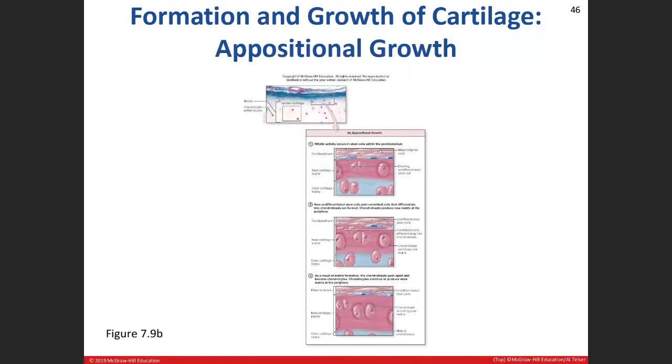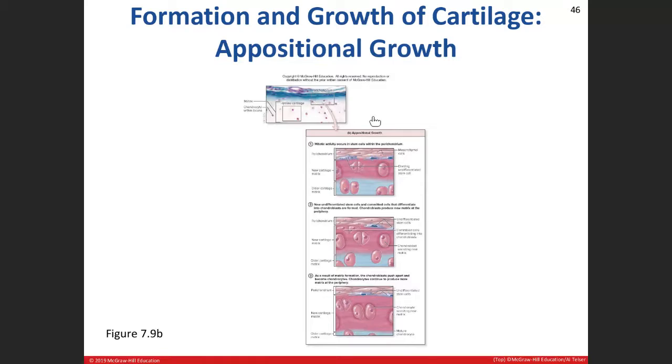Now let's talk about appositional growth. This is the width, how a tree gets thicker, and here is how our cartilage is going to get thicker. So where does this occur? Width is going to be external, so this is going to occur in the perichondrium here.